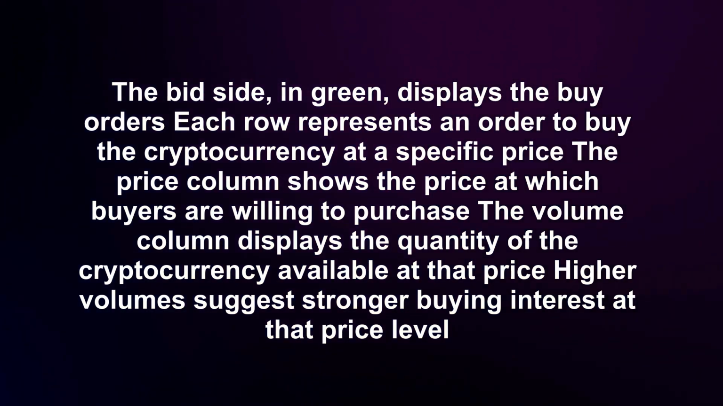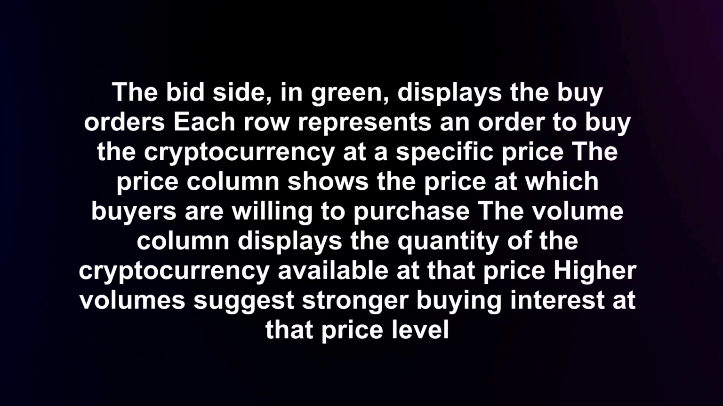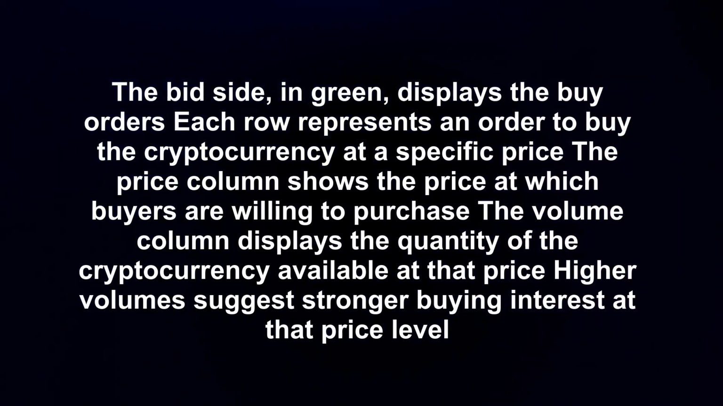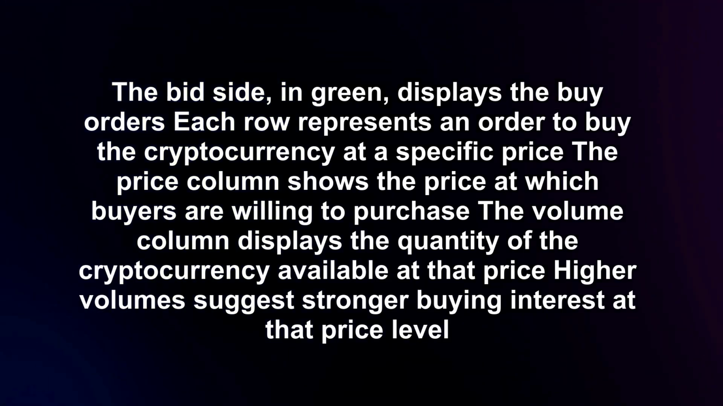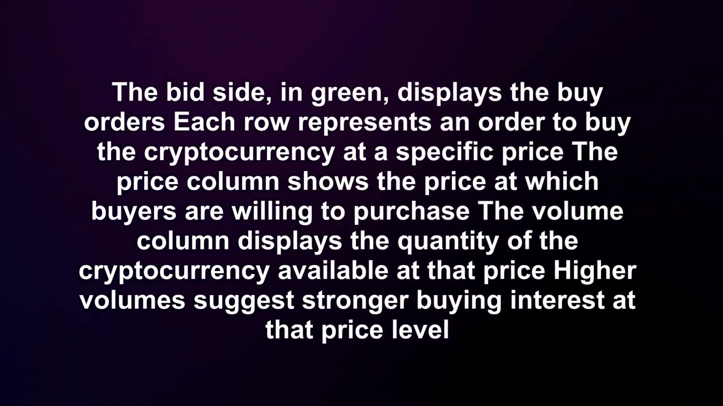Each row represents an order to buy the cryptocurrency at a specific price. The price column shows the price at which buyers are willing to purchase. The volume column displays the quantity of the cryptocurrency available at that price. Higher volumes suggest stronger buying interest at that price level.